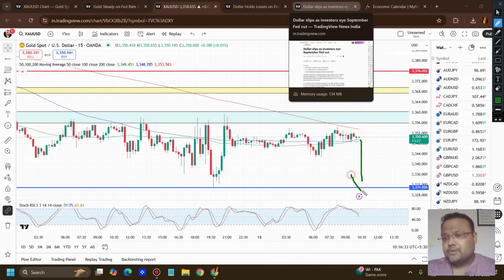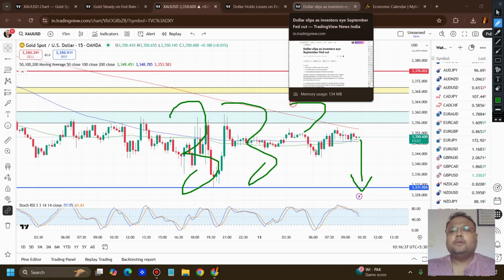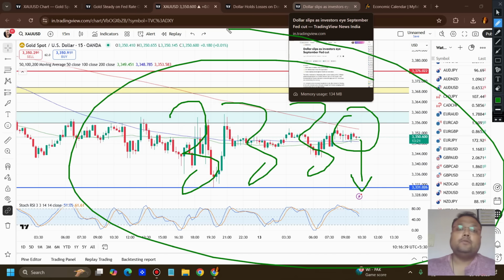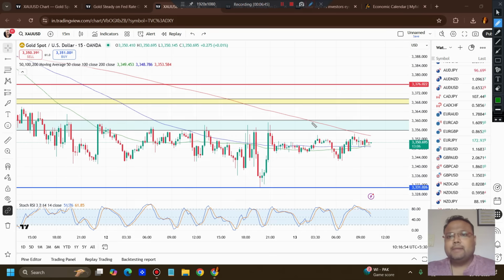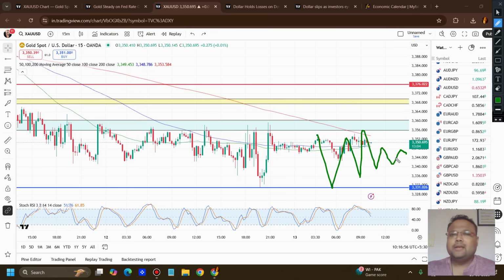If it happens and you see the market going below 3330, then you can look for a sell, but only during the US session, because volume is important for a breakdown. Without volume, a breakdown is not possible. And as long as the market is trading inside this range, the number of trading opportunities is very limited.